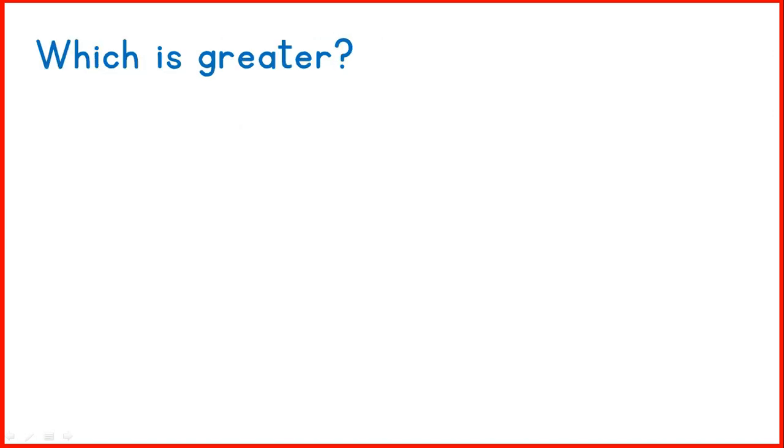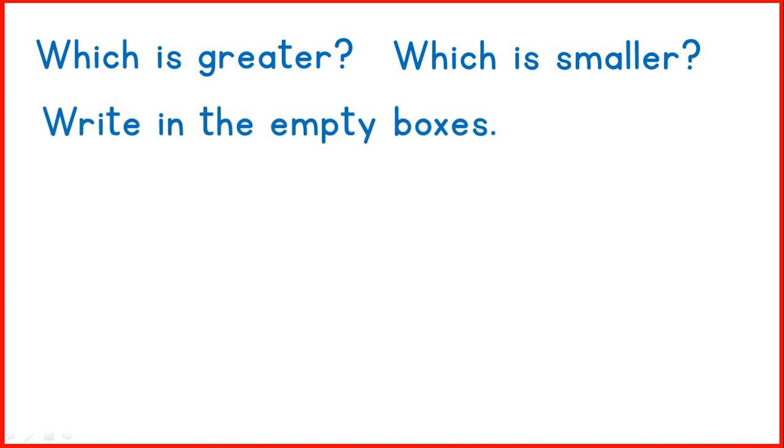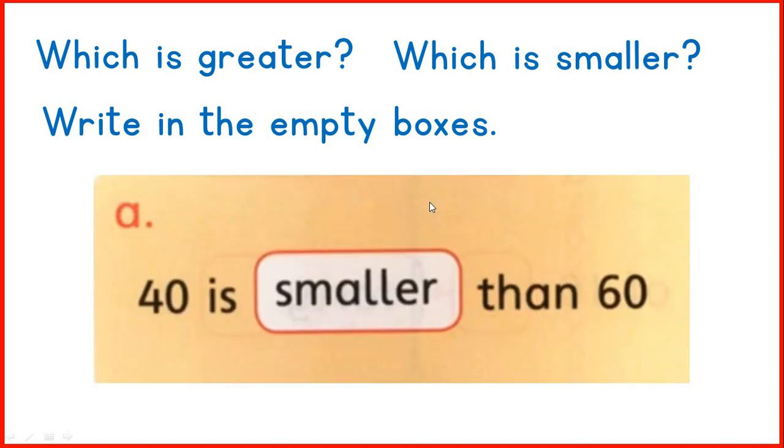Okay. Now which is greater? Which is smaller? Write in the empty boxes. आपने क्या बताना है कि कौन सा ग्रेटर है और कौन सा स्मॉलर है, फिर एम्प्टी बॉक्सेस में आप उसको लिखेंगे. ओके. Now one has been done for you. Here you can see 40 and here you can see 60. Which one is smaller? Tell me. 40 is smaller than 60. 40 क्या होता है? 60 से छोटा होता है, स्मॉलर होता है. तो हम क्या लिखेंगे? 40 is smaller than 60. ग्रेटर तो नहीं लिख सकते क्योंकि 40 पहले आता है और 60 बाद में आता है. तो हम कहेंगे 40 is smaller than 60.